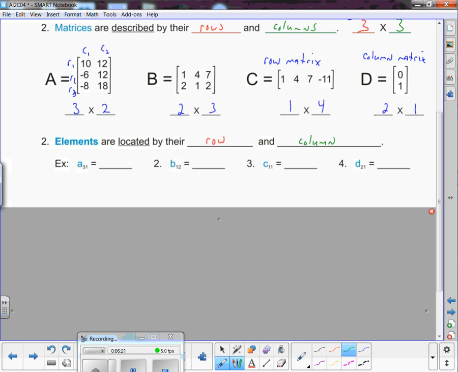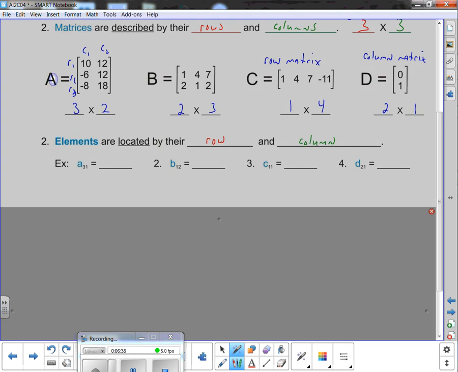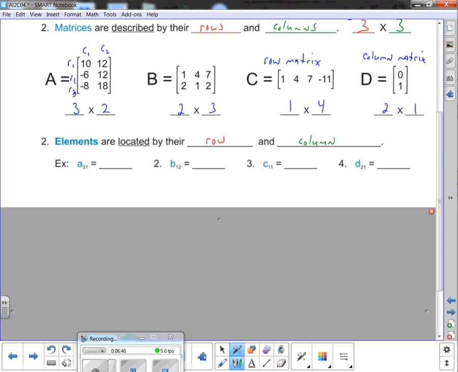By their row and column. Okay, so I want you to take a look at this. You can see here for matrix A, we call it matrix A. It's got a capital letter. And if you're going to follow, usually protocol is a matrix is assigned a capital letter. Now, when you see a lowercase letter, like this lowercase a, it means one of the elements of matrix A. It's lowercase a, so it's an element, one of the elements of matrix A.